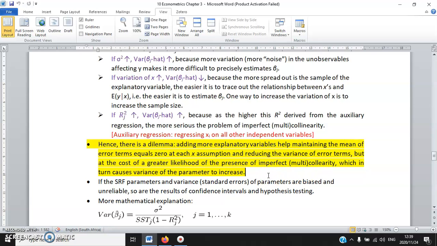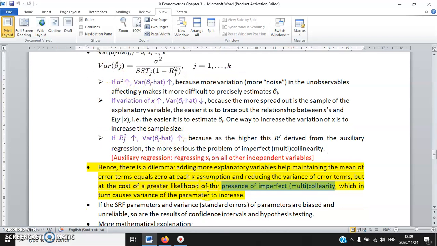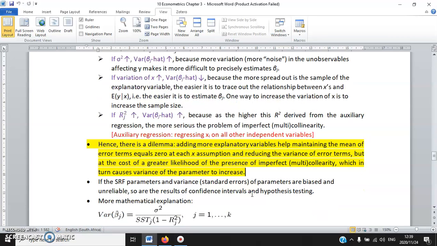But at the same time, if I run the multiple linear regression model, it leads to greater likelihood of committing imperfect collinearity or imperfect multicollinearity, then causing this R squared to become higher. And then at the end, somehow it caused the variance of the parameter to go up. So we are facing a dilemma actually.